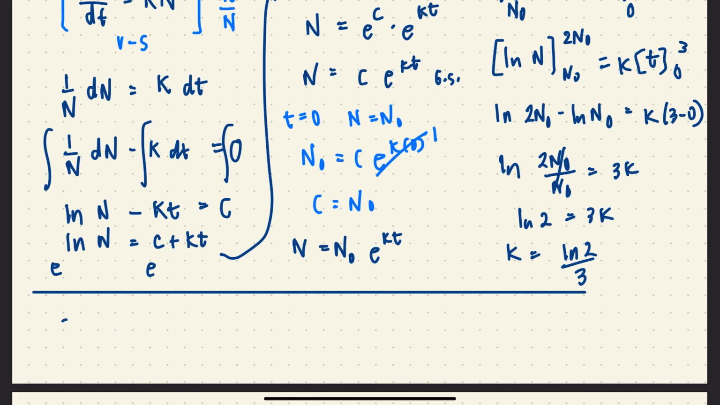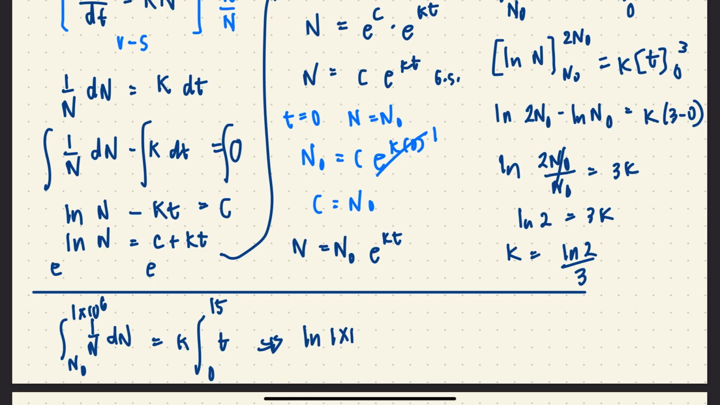So it will be the integral of 1 over n dn from N0 to 1 million, or 1 times 10 raised to 6, is equal to k, integral from 0 to 15 hours. Then this will be ln of 1 million minus ln of N0 is equal to 15k.